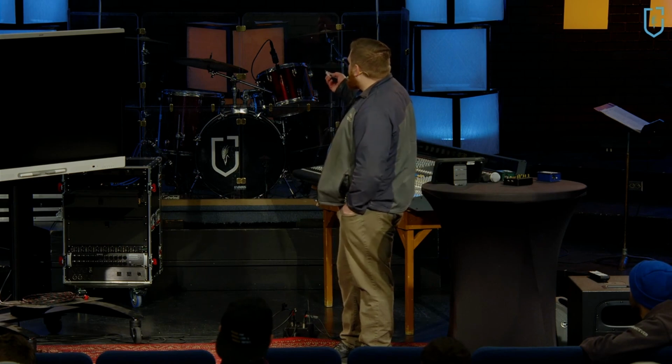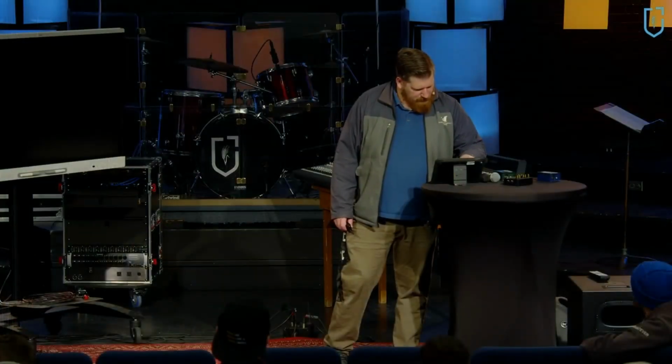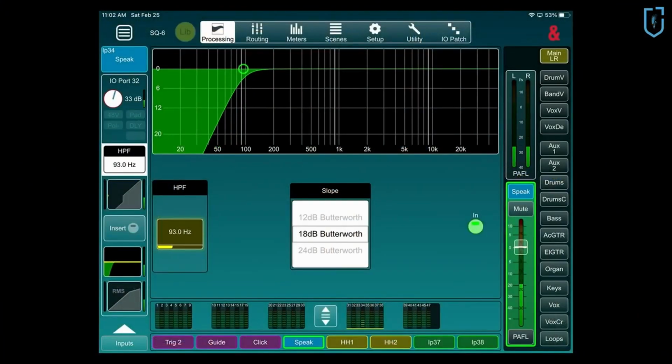You can also just sort of notch stuff out. Like I said, a lot of analog consoles have a set number. This one is a really big console, so it actually has a sweepable one. It goes from 0 to 400. The X32 console goes up to 400. The SQ, pretty sure goes up to 2K. Yep, 2K. So now you can hear, I've just lopped off everything under 2K. And then as I pull this back, you'll get more and more of the depth there. But if I go too low, now I'm hitting the subwoofer.